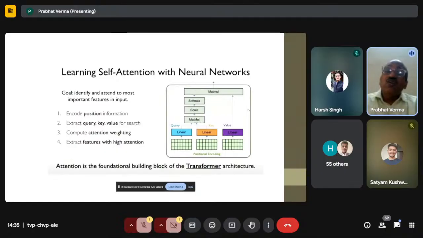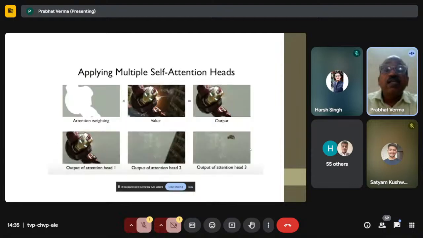And based on the context, it tries to give the perfect solution. So attention is the foundation building block of the transformer architecture. You can say this is a key element, or the unit, of the transformer architecture, which is a key ingredient of the large language model, like ChatGPT, etc.